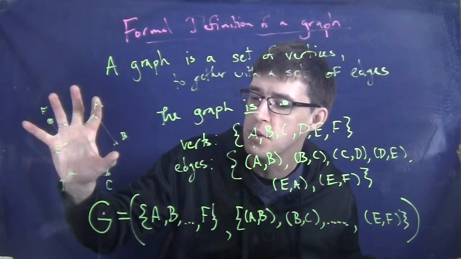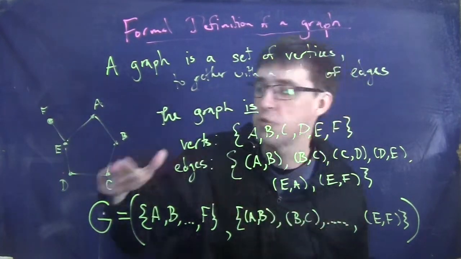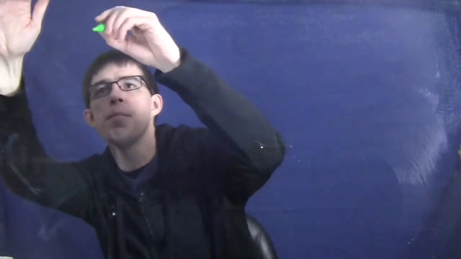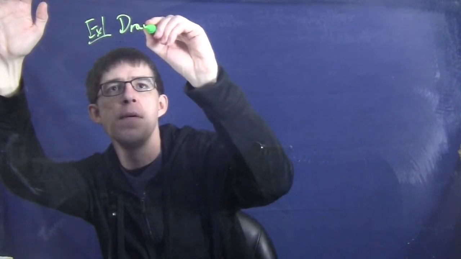We can go back and forth. So here I started with a picture and wrote down the formal description. We can also go the other way around. Start with a formal description and draw a picture of it. Let's try one like that. This would be a typical homework problem. How about draw the graph?